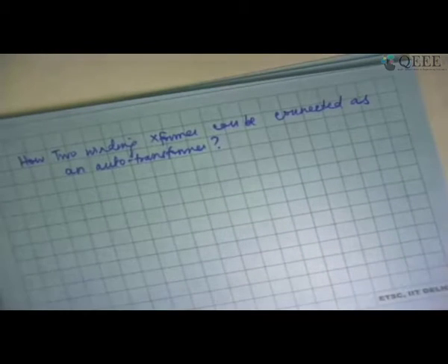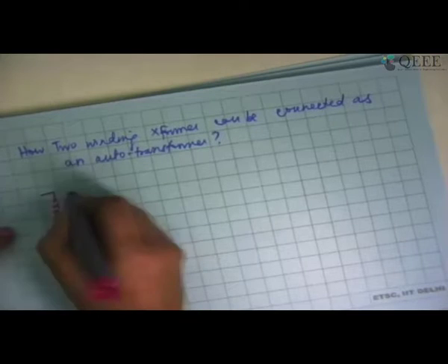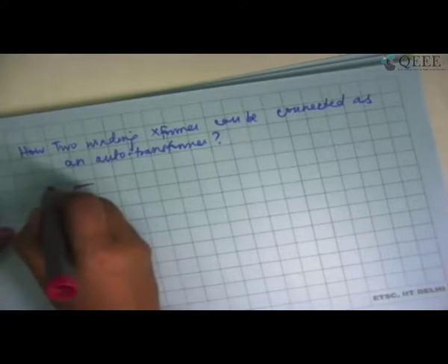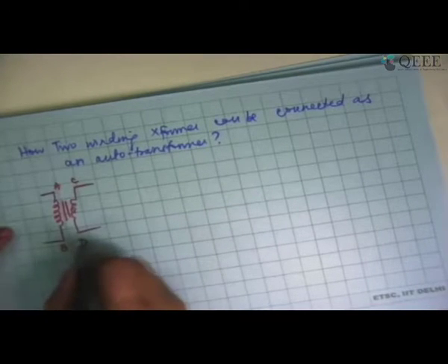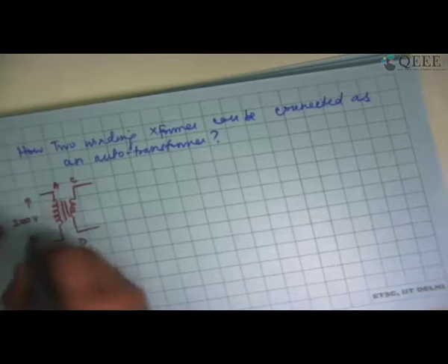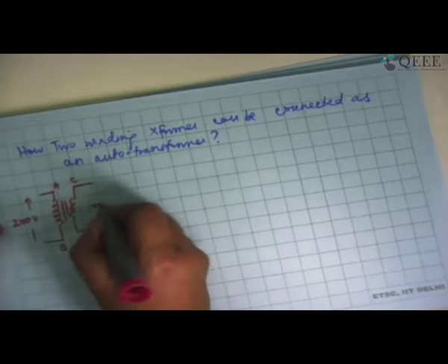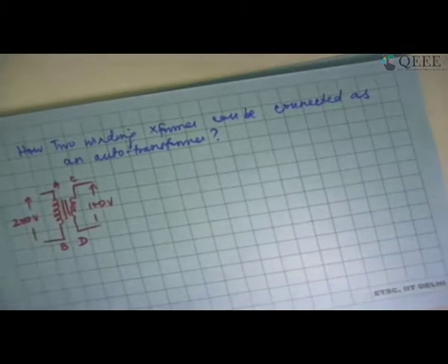Okay. Let's say I have a two-winding transformer like this. Let me say maybe this is A, this is B, and this is C, this is D. Let me say that maybe 200 volts I am applying here and 100 volts I will normally get here. That is the way the transformer is working.